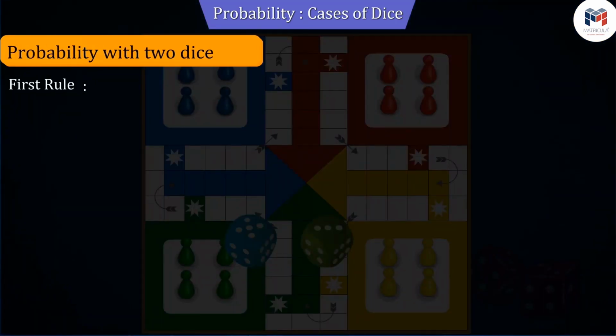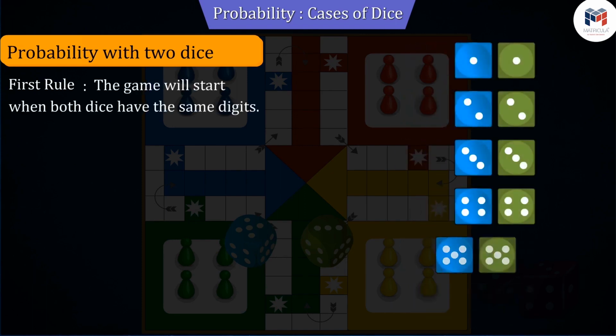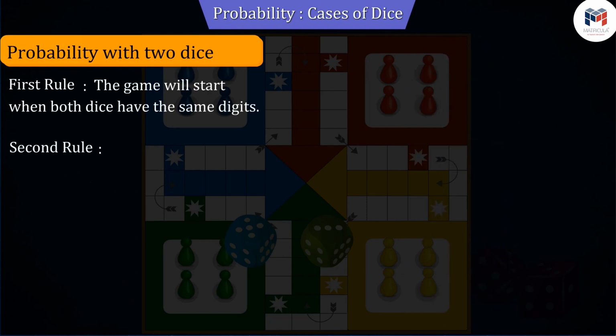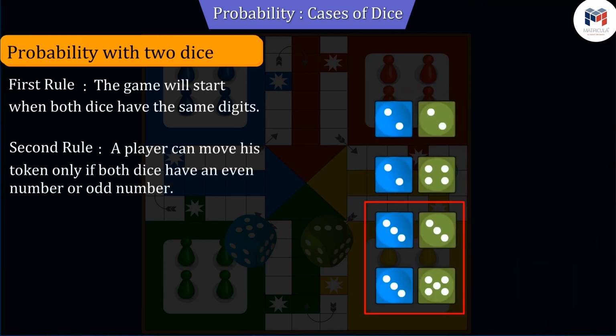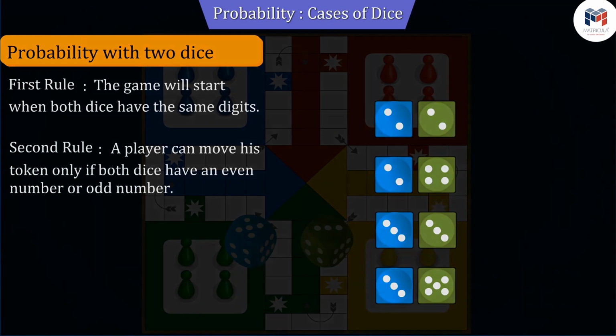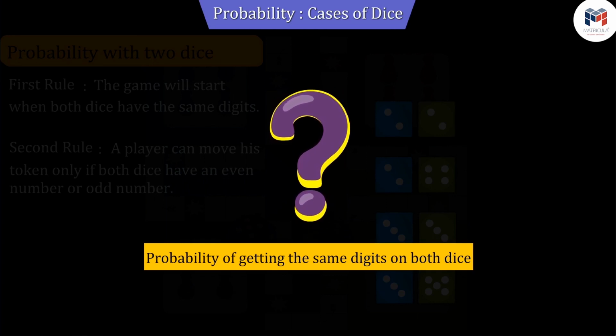The first rule is that the player will start the game only when both dice have the same digits. The second rule is that the player can move his token only if both dice have an even number or odd number and will move that many places as the sum of those two numbers. Can you now tell what is the probability of getting the same number on rolling both dice?